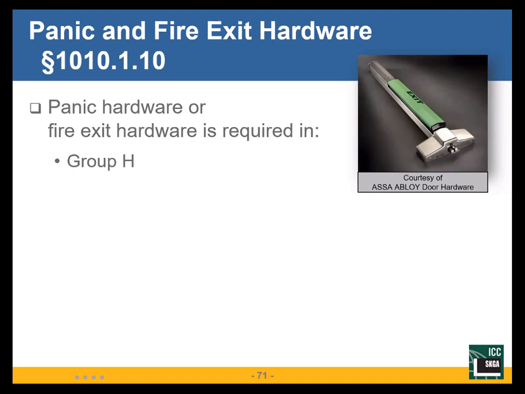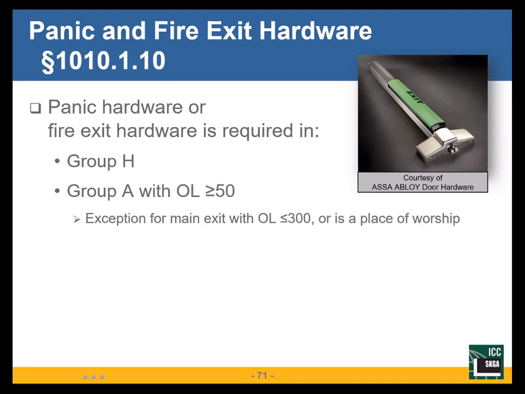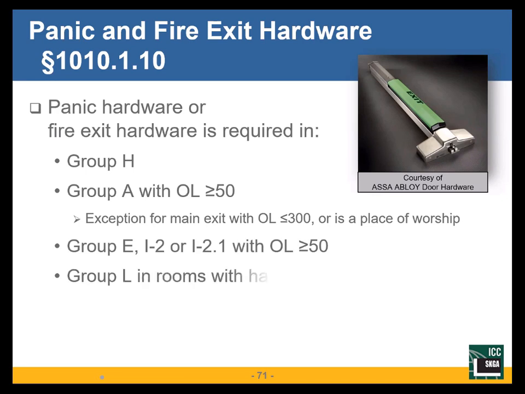So when do I need panic hardware? All group H occupancies, all group H. Group A with an occupant load of 50 or more, except those allowances where we said on the main entrance, I can have a key operated deadbolt. Group E, I2, I2.1 with an occupant load of 50 or more. Group L, rooms with hazmat. All of those doors had to swing the direction of egress, and they have to have panic hardware.